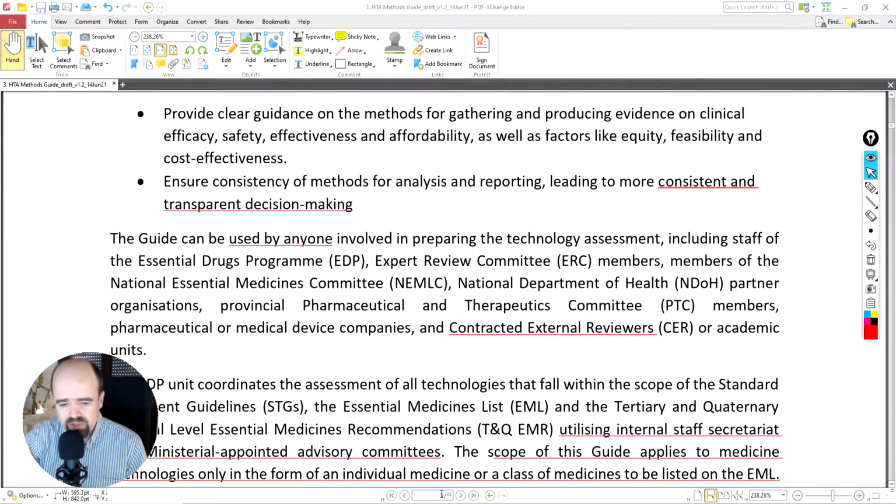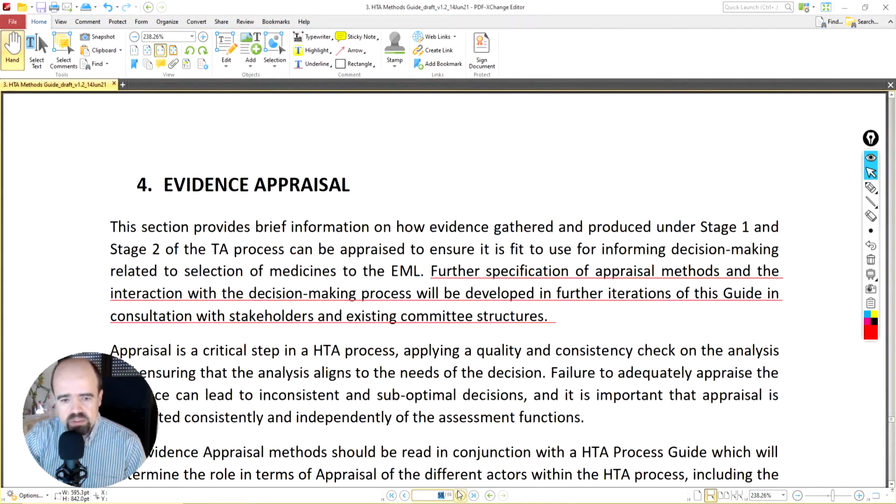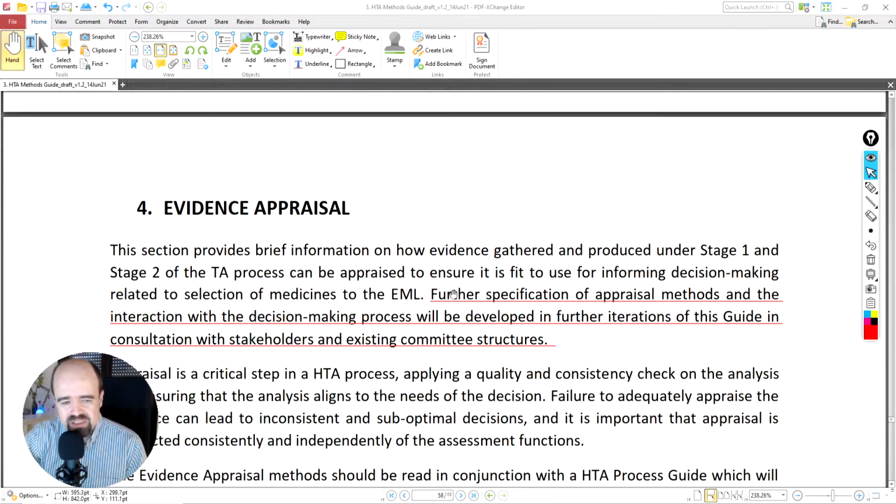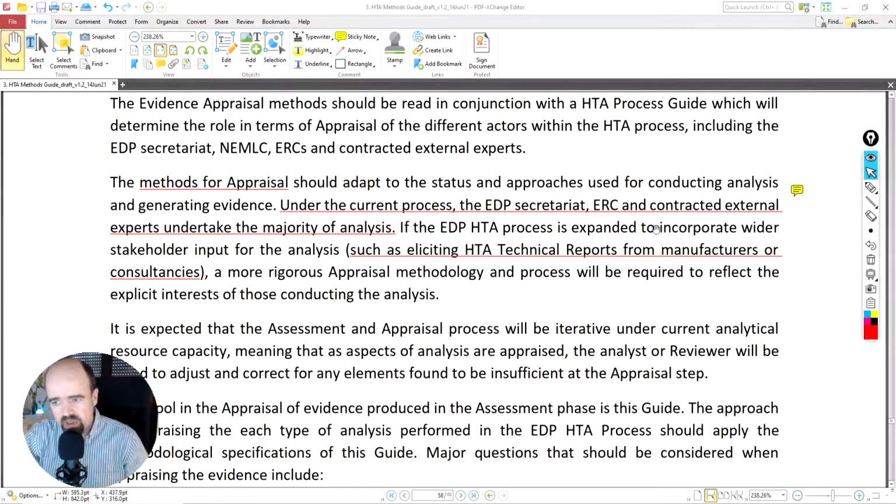Another example of potential demand for this work is mentioned on the following page. Again, in the section where we're at the moment, evidence appraisal, the intermediary step after having done the assessment. Under the current process, the EDP Secretariat and contracted external review experts, again the same term being used here, such as eliciting HTA technical reports from manufacturers or consultancies. So this is a different point, but again, it's unclear who's going to be doing this work, but there's clearly a demand for undertaking the current process of the appraisal, and potentially that is going to be outsourced to external parties. Again, is it domestic or is it international?